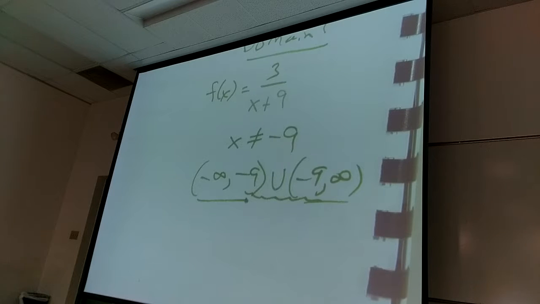Everything I just said is old news. This is all old news. So we're about to get into slightly new news. If you ever see a question about domain, you just say to yourself, what would make a problem? Here, what would make a problem? Any x values that make the bottom 0. That tells you how to solve it. So what would make a problem for this guy?